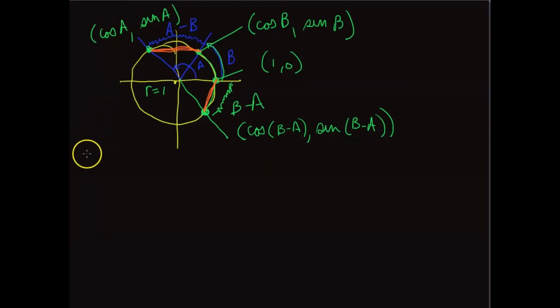The distance for this first one is, you take the square root, if you remember all these, of cosine A minus cosine B, squared, that's in parentheses, plus the sine A minus sine B, squared.